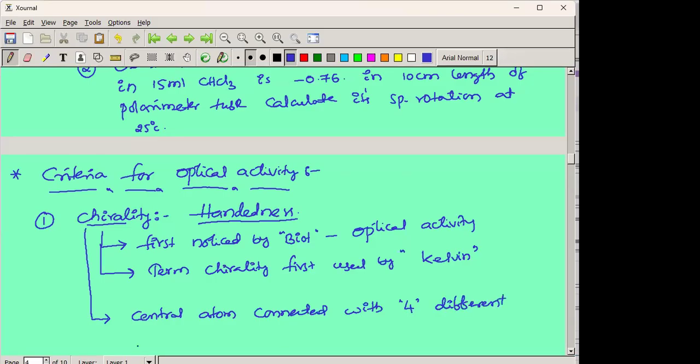What is an asymmetric center? Carbon containing 4 different atoms or groups, sir. Yeah, asymmetric center and chirality, both are equal. Yes, sir. Okay, so how can we differentiate the asymmetric center and chirality? Chirality is simply handedness. Asymmetric center means a center atom that is connected with 4 different groups.